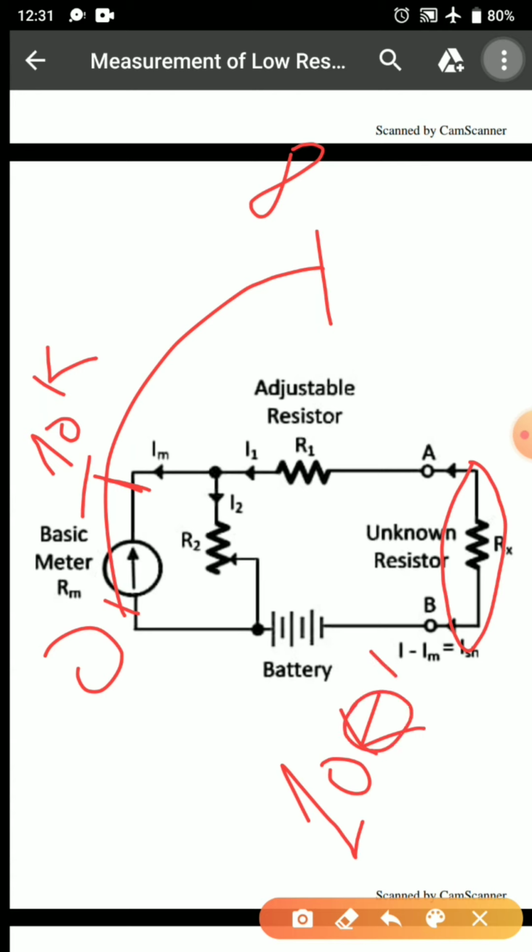Then I will take a 100k resistor. Now when I take the 100k resistor, the pointer might show here, so I will mark it as 100k. In this manner, I can make all the intermediate markings, and the scale is calibrated.